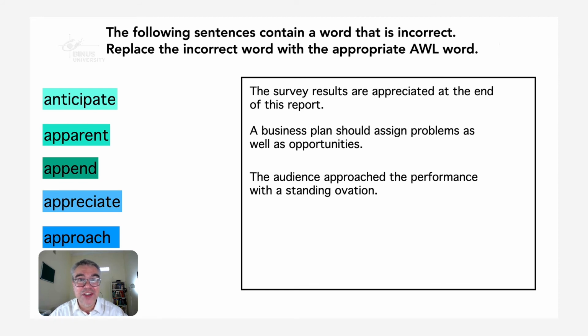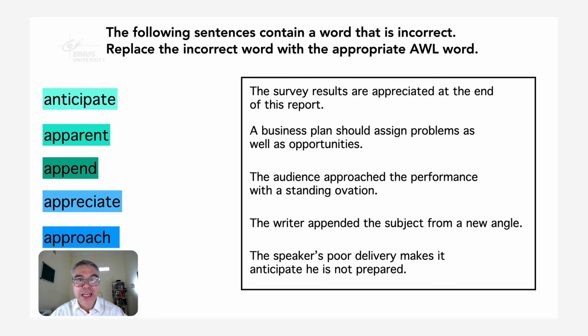Okay, let's move on to the next sentence. The writer appended the subject from a new angle. And the last one, the speaker's poor delivery makes it anticipate he is not prepared. So remember, there is one wrong word in these sentences. They don't make sense until you replace them with the correct AWL word. Please pause the video if you need to think. I'm going to show you the answers.